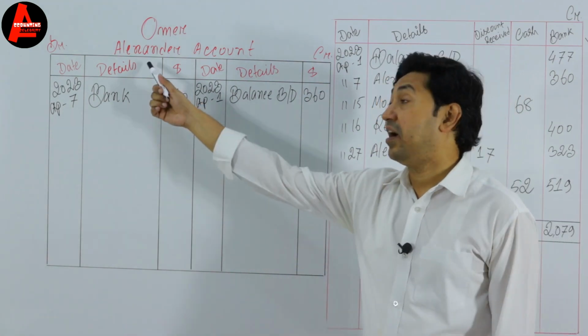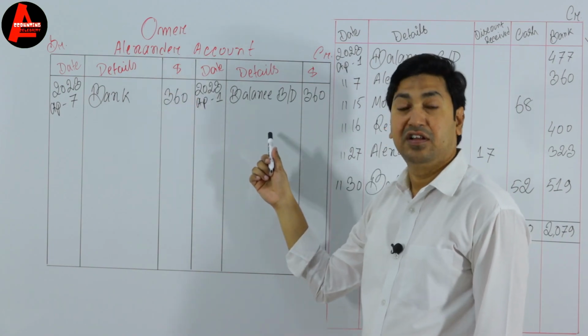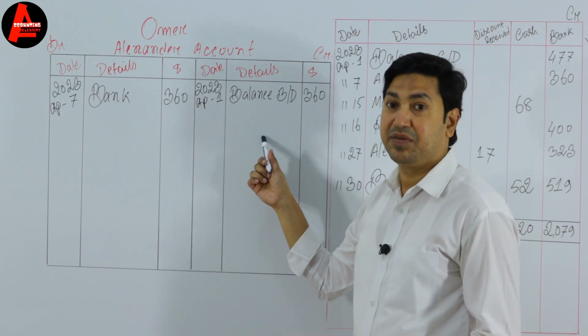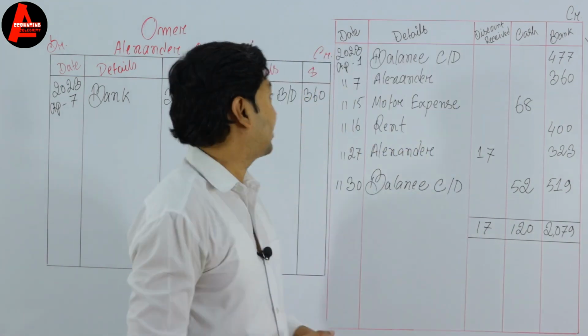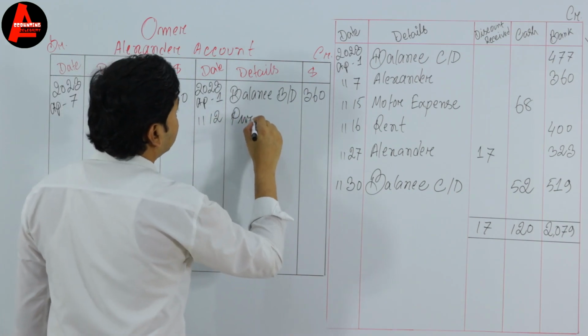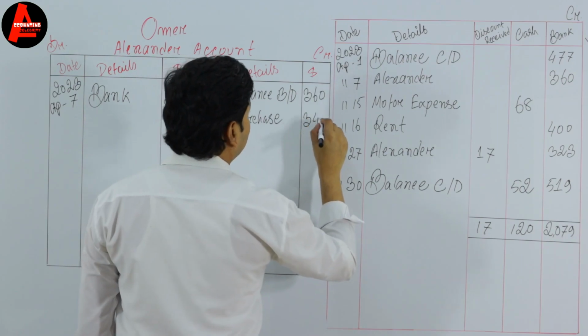So we are doing here Alexander account, it is credit, so we will come to the credit side. We will write the opposite account, which is purchase. Let us write here the date first, April 12. We will write here purchase in the details column, and the amount is $340.